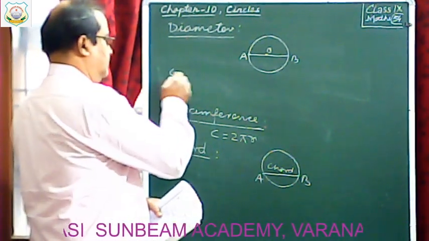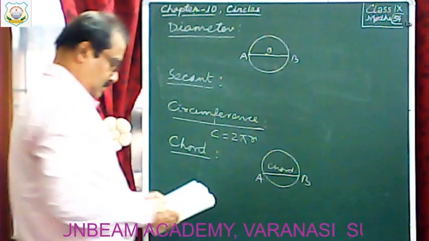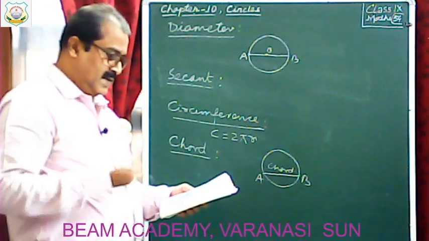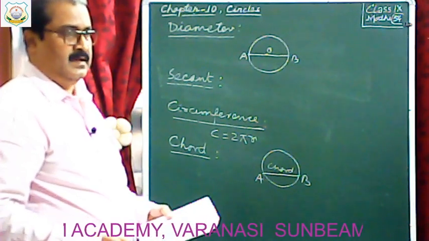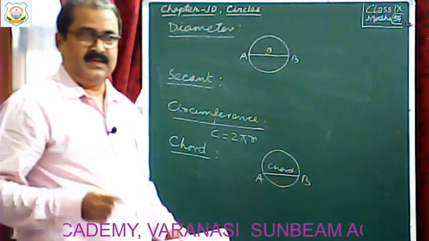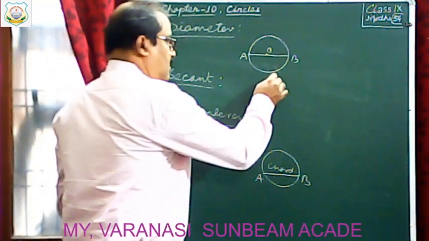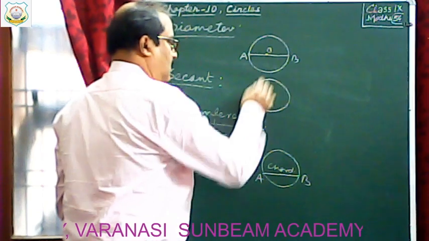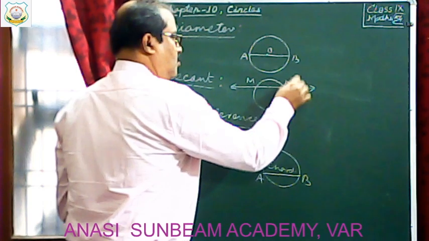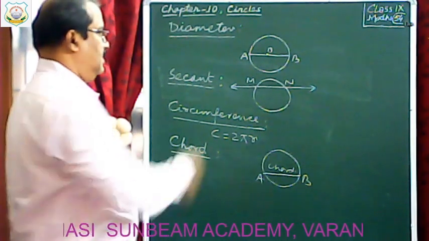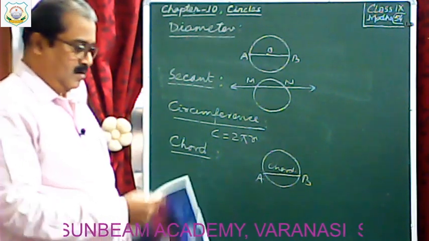Secant. A line which intersects a circle in 2 distinct points is called a secant of a circle. If a line intersects a circle at 2 distinct points, suppose we draw a line intersecting the circle at 2 points M and N, then this line is known as a secant of a circle.